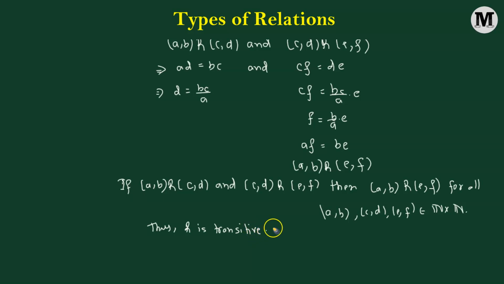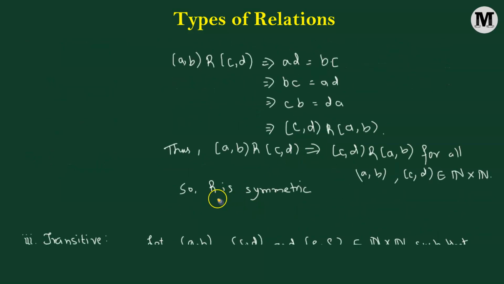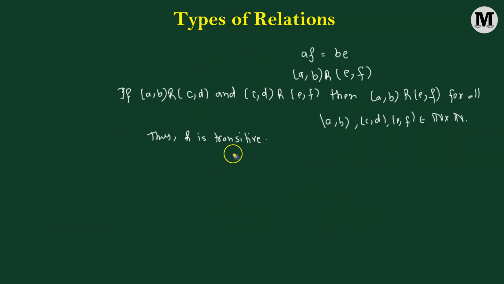Fine. So we have successfully shown that our relation R is reflexive, it is symmetric, and it is transitive as well. Hence, finally, we can say that our relation R is an equivalence relation. So this is going to be an equivalence relation on the Cartesian product of n with itself. Hence proved.